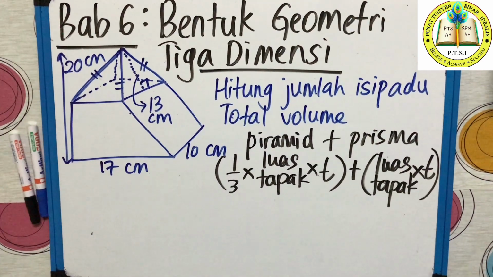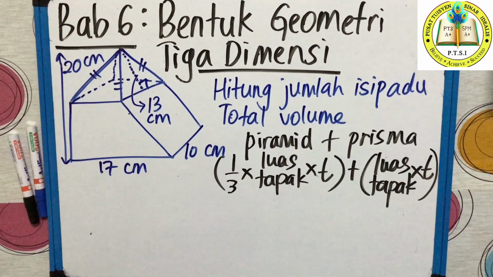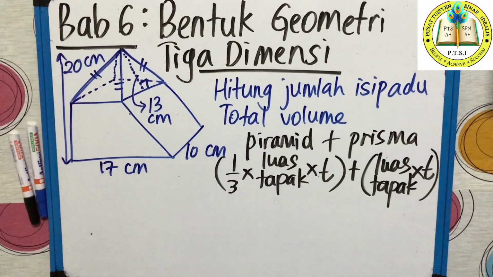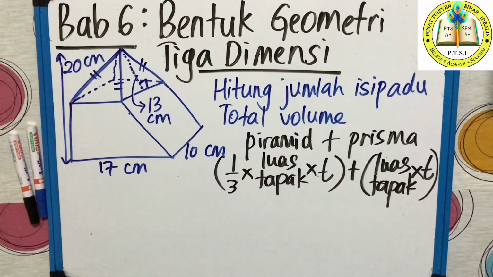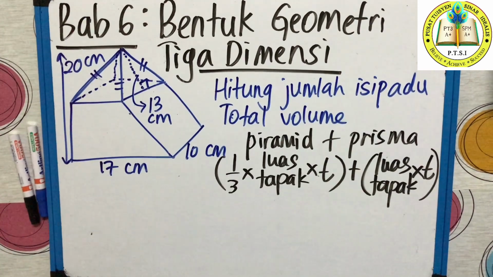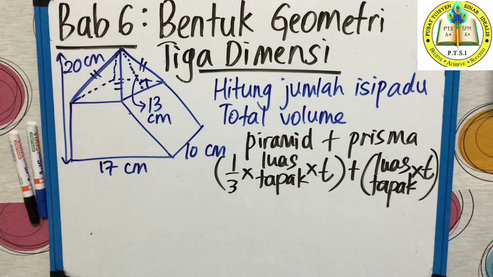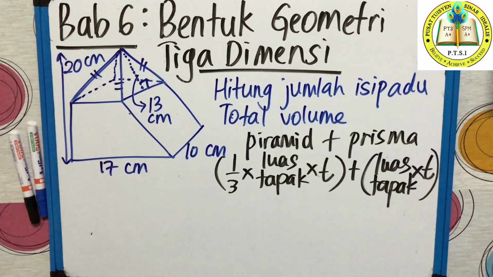Class, now teacher go to the volume topic question. Soalan isi padu. Ini adalah soalan berbentuk kebat. Okay, but it's actually not kebat, it's a direct type of question. Tapi soalan ini markanya sekurang-kurangnya 4 markah. It will come out in your exam.